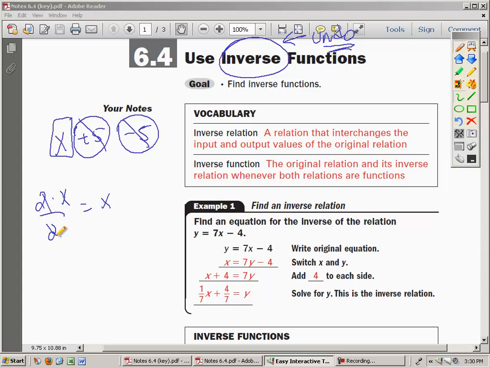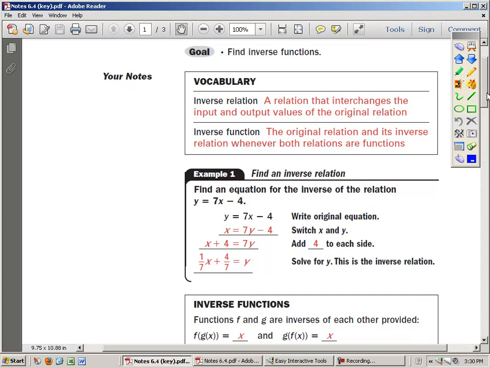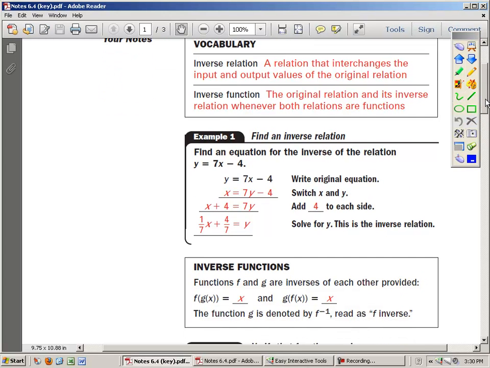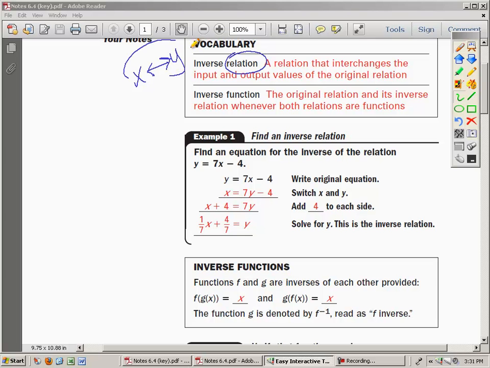Same idea with an inverse function. So we're going to be creating inverse functions as we go throughout this lesson. Now, a couple of things here. We talk about an inverse relation and an inverse function. They're essentially the exact same thing. The only difference is that an inverse relation is a relation that interchanges the input and output values of the original relation. Basically we interchange our inputs and outputs, our x's and our y's, and we'll be using that idea to create our inverse function.